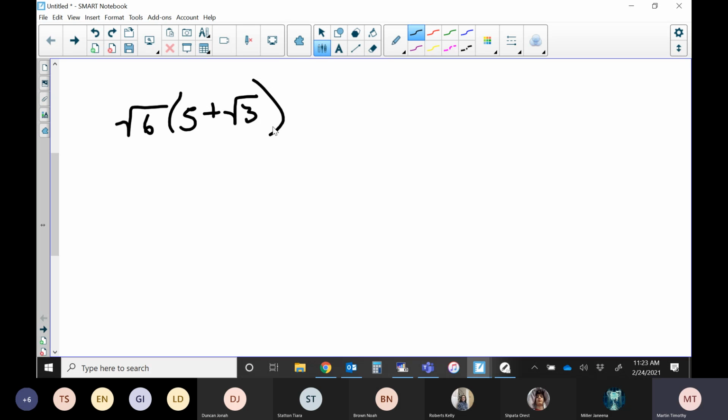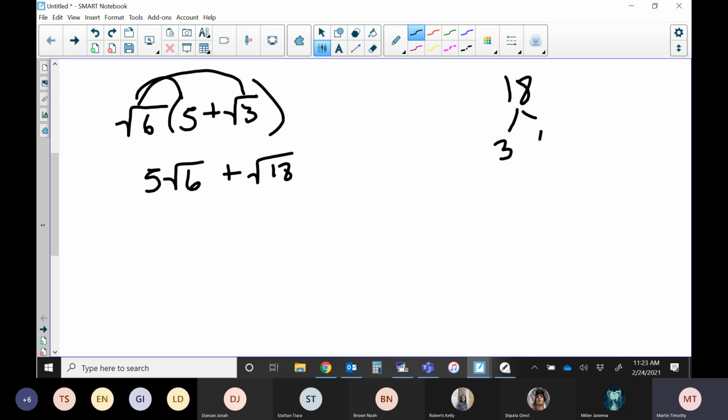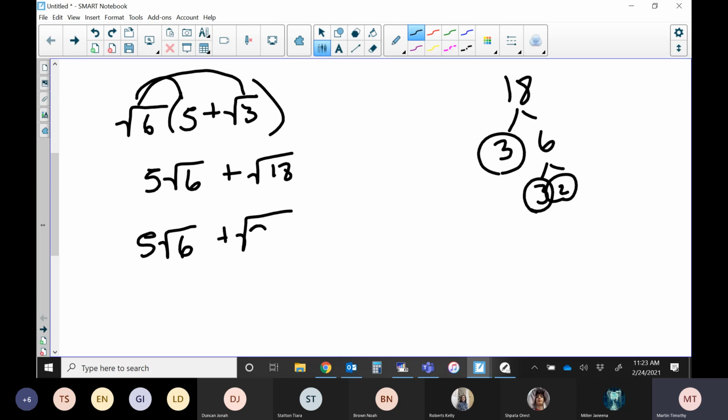All right, so what you should have done is you should have distributed this. 5 times the square root of 6, they can't combine, so it just becomes 5 square roots of 6. Then this times this, since they're both on the same radical, can turn into the square root of 18. And you then take the 18 over here. You say that's 3 times 6. That's 3 times 2. And that turns into 5 square roots of 6 plus the square root of 2 times 3 squared.